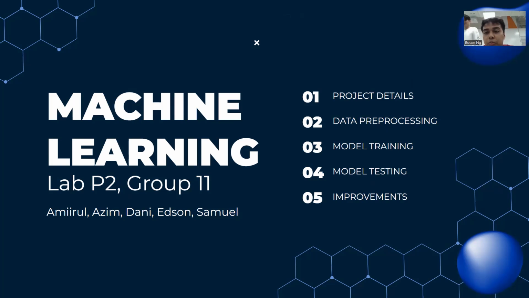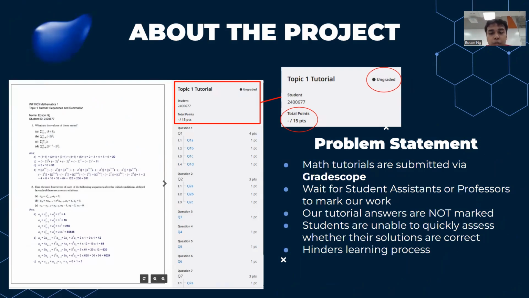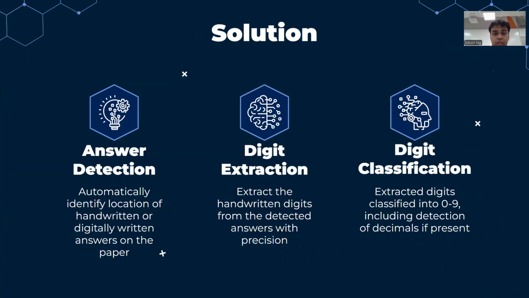So we'll be covering the project details, the data pre-processing, the model training, the model testing, and lastly, the improvements. So the problem is our math tutorials submitted through Gradescope are not being graded. This is due to the student assistant or professor not grading our work. This therefore hinders our learning process.